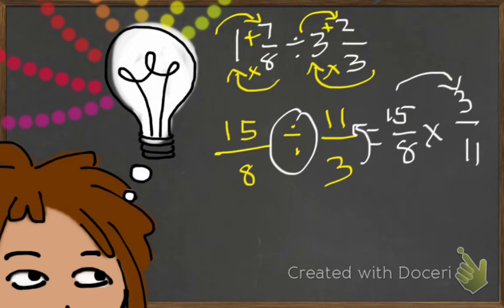Next step is we will multiply now the numerators. So let's put our answer here. 15 times 3 equals 45.